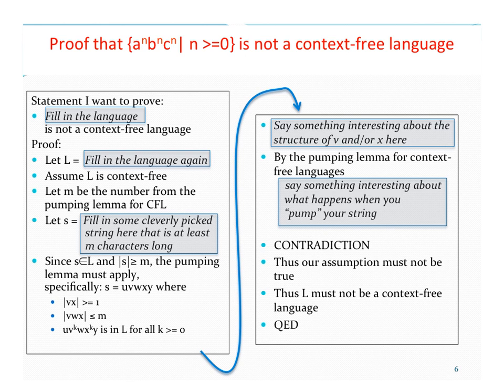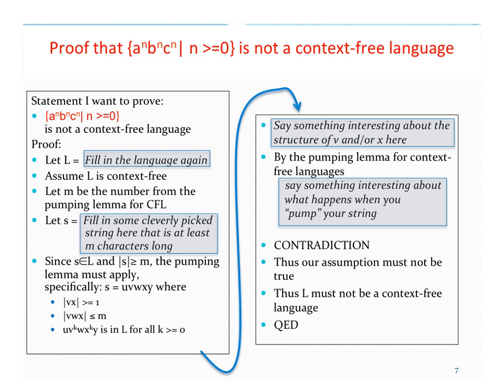So let's suppose that I want to prove that this language here, a to the n, b to the n, c to the n, such that n is greater than or equal to 0, in other words, n is a natural number, is not a context-free language. So the first step is we're going to have to fill in the language here. That was easy. Statement I want to prove: there's my language. I filled it in. Is not a context-free language.